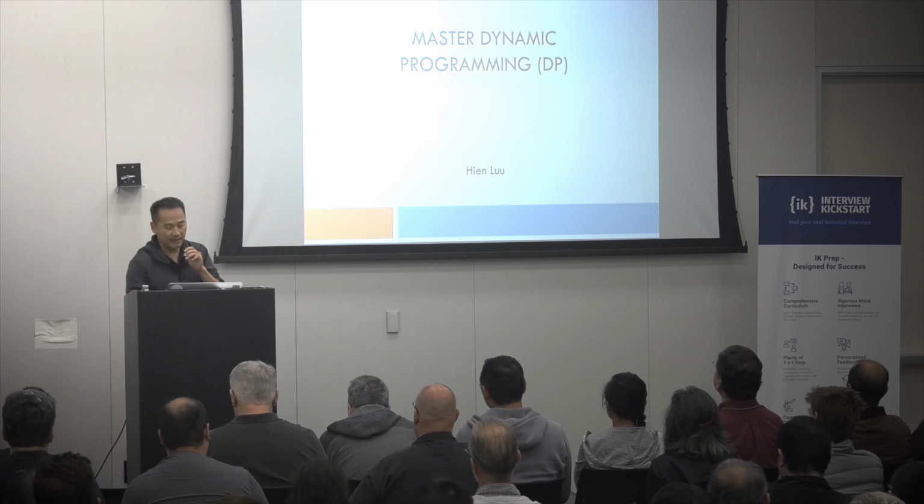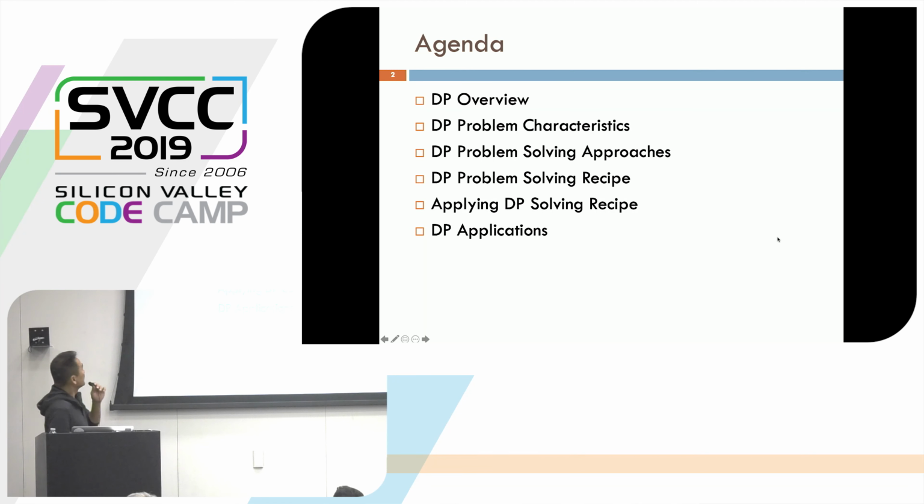All right, with that, this is the agenda. A quick overview of what DP is, then we talk about some of the characteristics of it, and then the approaches commonly used out there, and then talk about the recipe. I think that is the key to solving DP problems, the recipe. And then I'll highlight some of the tips.